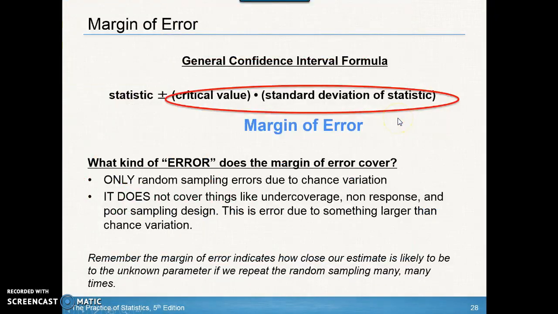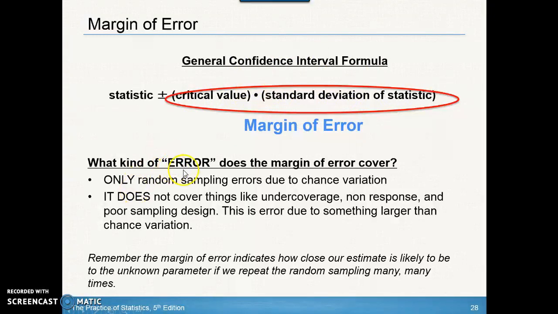Okay, all right, so here's your general confidence interval formula: statistic plus or minus your critical value times the standard deviation of the statistic. That whole thing is your margin of error. How much can we be wrong by, sort of.